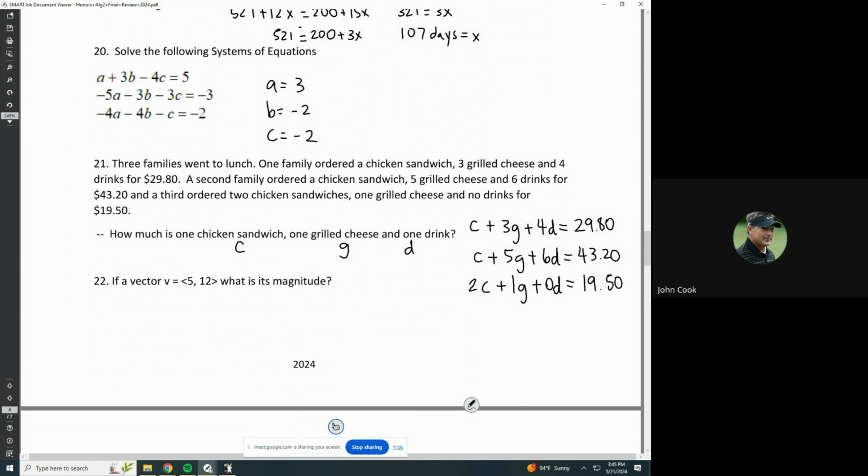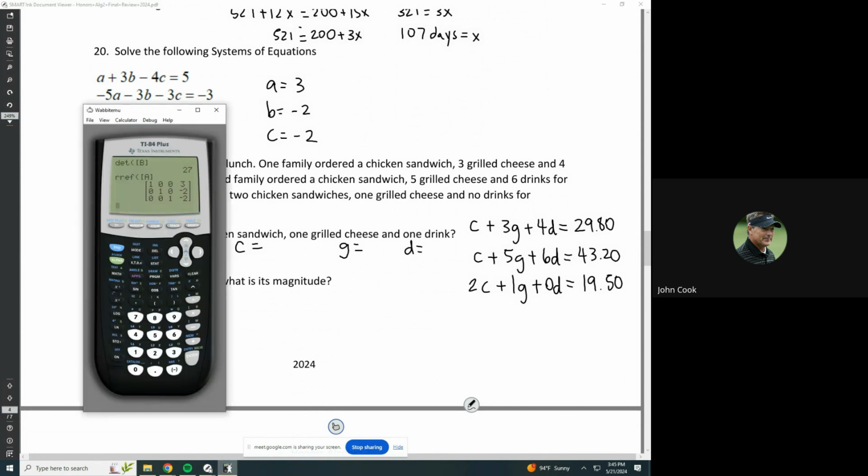So again, we just type this into our calculator, do RREF, and then we'll get all of our values, C and G and D. All right, let's go ahead and do it. So it's going to be another 3x4 matrix, so we keep the dimensions the same, 3x4, but different coefficients. So we've got 1, and then 3, and then 4, and then the constant value is 29.8. And then we've got 1, 5, 6, and then 43.20, or 43.2. And then the last one we have is 2 and 1 and 0. And then 19.50.